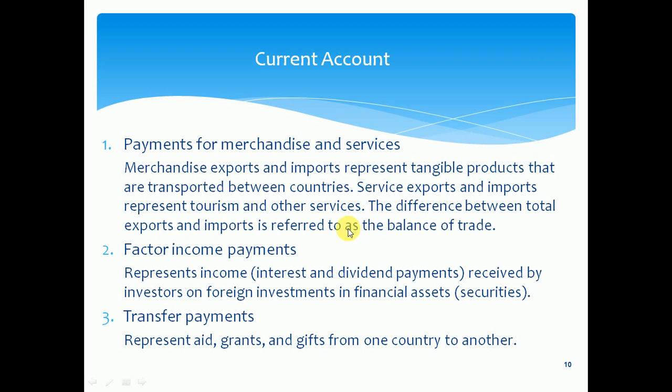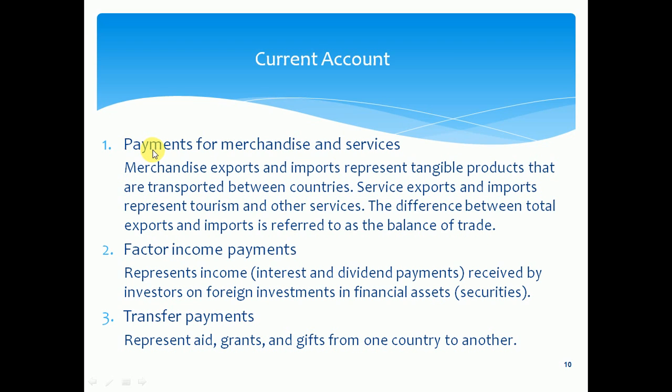Service is basically an intangible item. The difference between total exports and imports is referred to as the balance of trade. The difference between merchandise and services imports and exports is basically called the balance of trade, because it is trade.